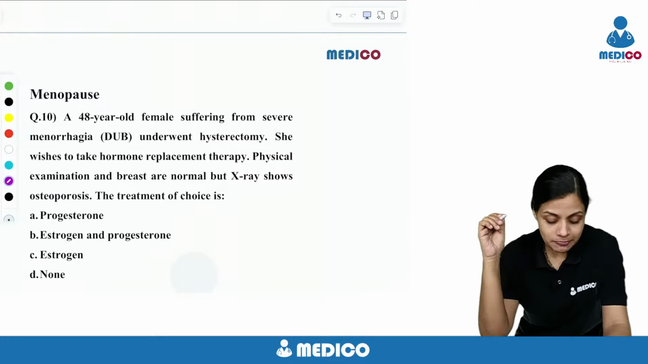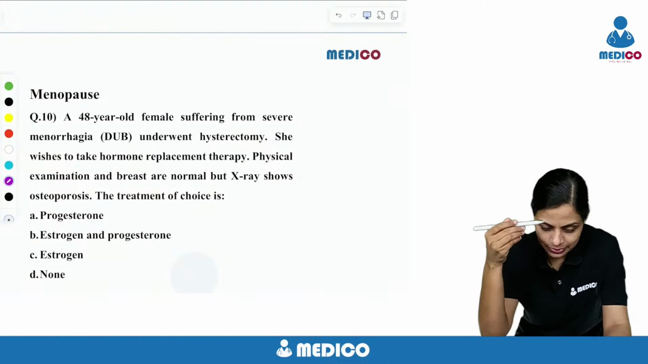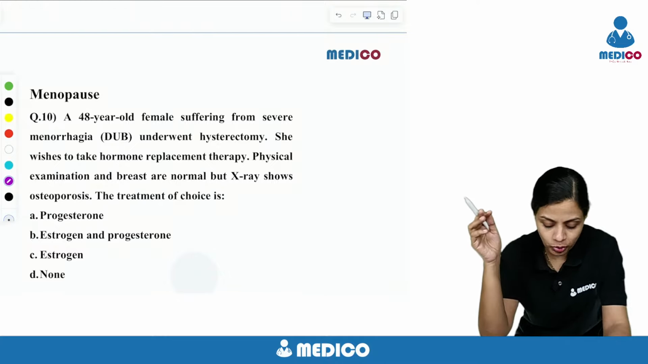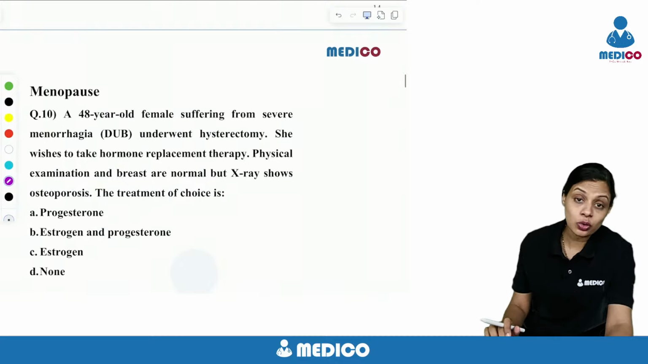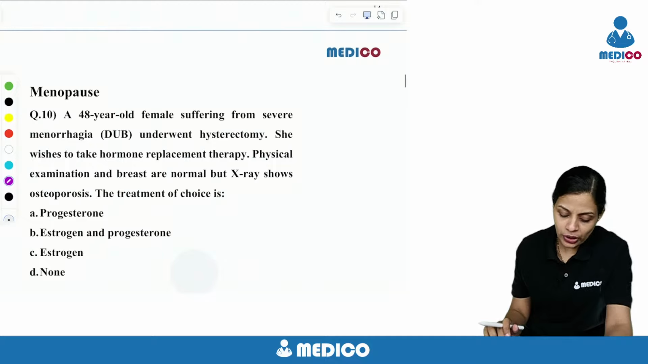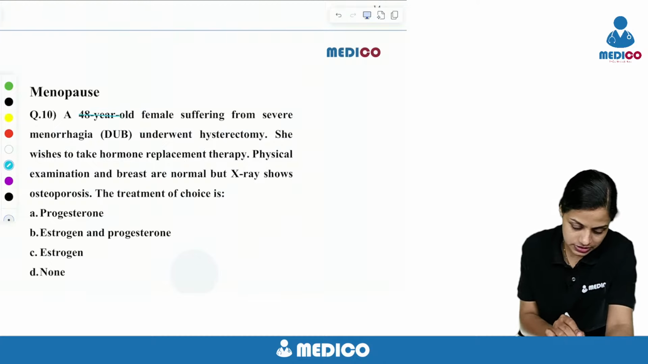Question 10. With that we start menopause. A 48-year-old female suffering from severe menorrhagia underwent hysterectomy. She is only 48 years old. She wishes to take hormone replacement therapy. Physical examination and breast are normal, but X-ray shows osteoporosis. What is the treatment of choice? Now, you need to know the treatment of choice for osteoporosis in a woman who has undergone hysterectomy. But then, look at her age. She is 48 years old.